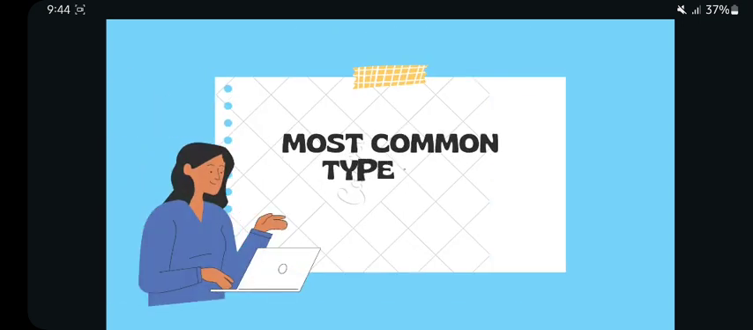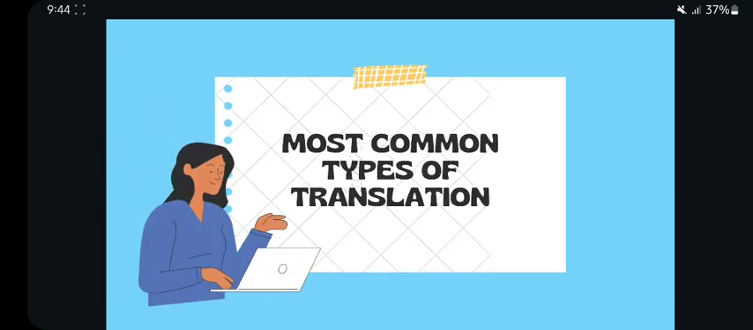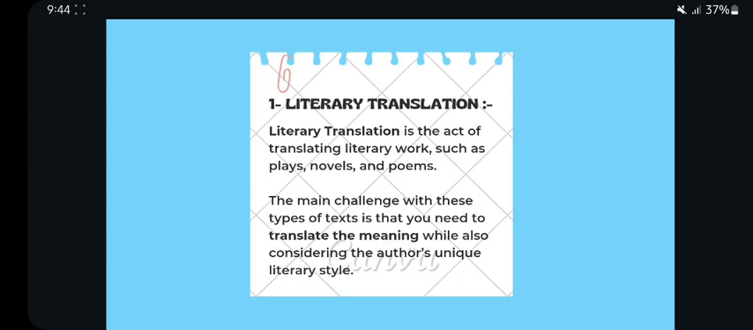Now, I will talk about the most common translation types. 1. Literary translation. Literary translation is the act of translating literary work, such as plays, novels, and poems. The main challenge with these types of texts is that you need to translate the meaning while also considering the author's unique literary styles.